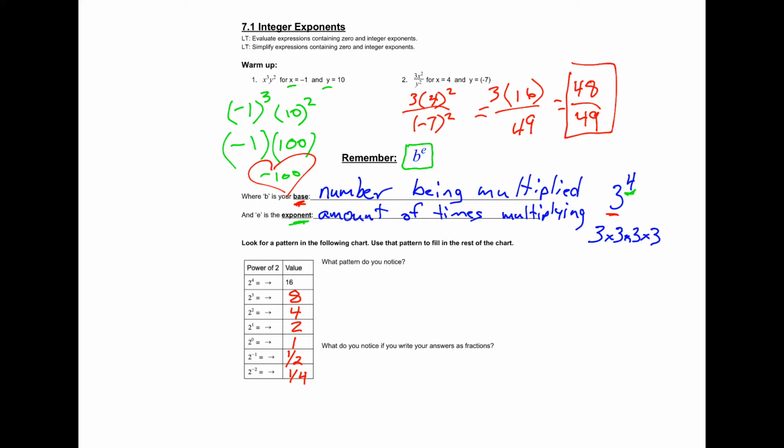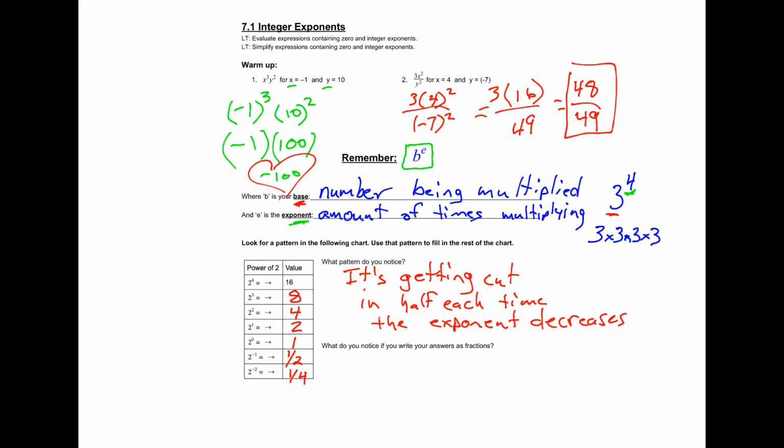And so, yeah, if you do notice, it is getting cut in half each time the exponent decreases. So we start at 16, then go to 8. Half of 8 is 4, half of 4 is 2, half of 2 is 1, half of 1 is one half, and so on. What do you notice if you write your answer as a fraction?